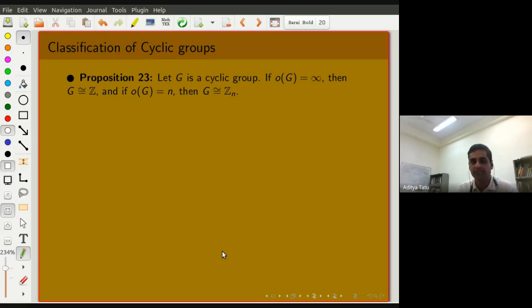Okay, so if G is a cyclic group, if G happens to have an infinite order, then G will be isomorphic to Z. And the group operation here, which is not written explicitly, is of course the addition. Okay. And if G happens to have a finite order, let's say some n, then G will be isomorphic to Zn.